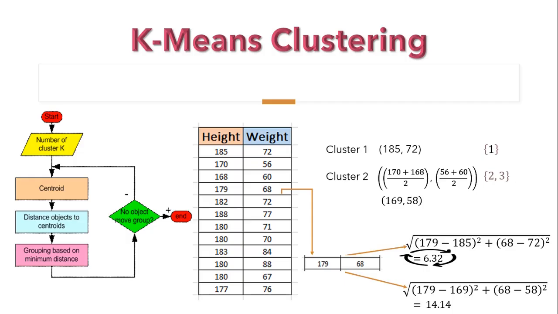As the data point has been assigned to cluster 1, now we will update the centroid value for cluster 1 by taking the mean of the centroid value and the row 4 value, that is (185 plus 179) divided by 2, comma (72 plus 68) divided by 2. And now our updated centroid for cluster 1 is 182, 70. Likewise, we will repeat the same steps till we complete all the data points. At the end, we will get two clusters as shown on the screen, covering all data points, with the final centroid values as well.